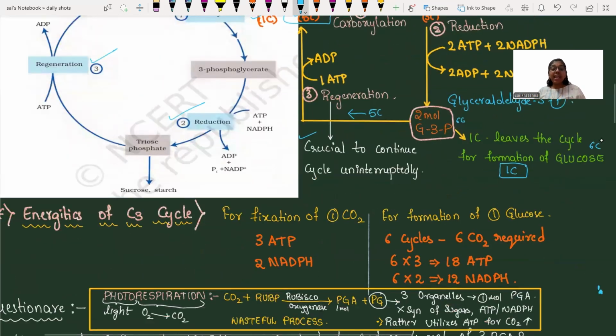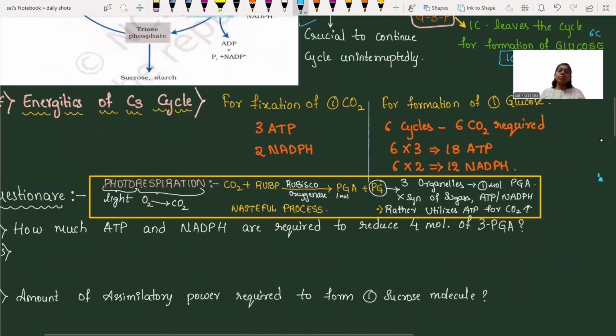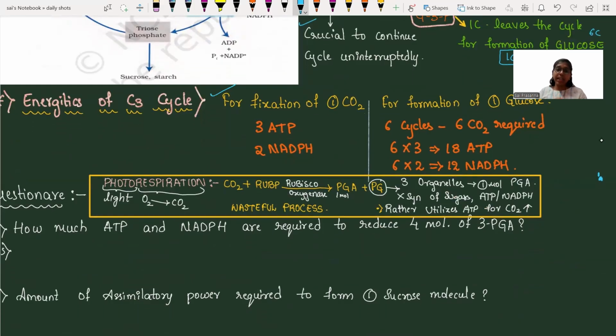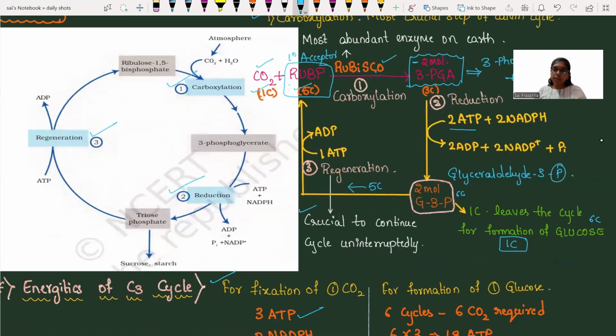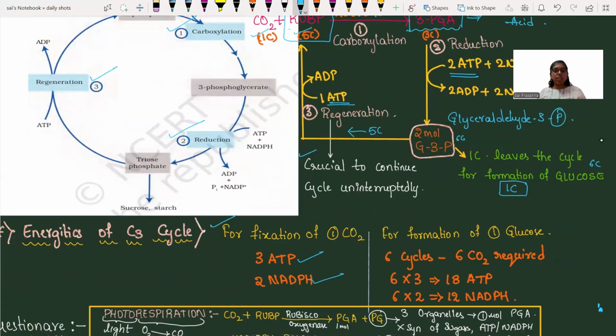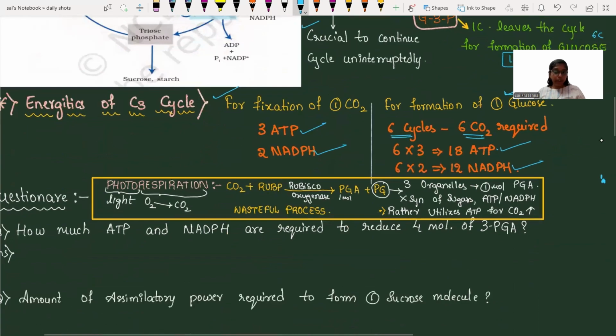Now let us see the energetics of the C3 cycle. To fix 1 carbon dioxide, it utilizes 3 ATP, 2 in the reduction phase and 1 in the regeneration phase, and 2 NADPH in the reduction phase. To form 1 glucose molecule, 6 cycles have to be conducted and 6 carbon dioxides are utilized, and it utilizes 18 ATP and 12 NADPH. I hope this is clear to you.